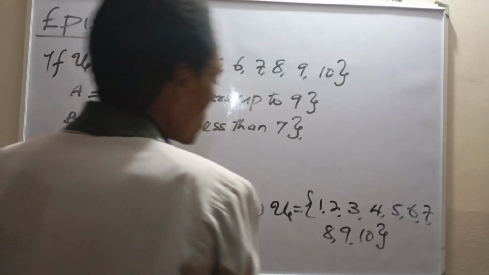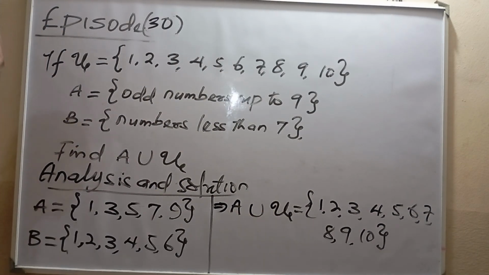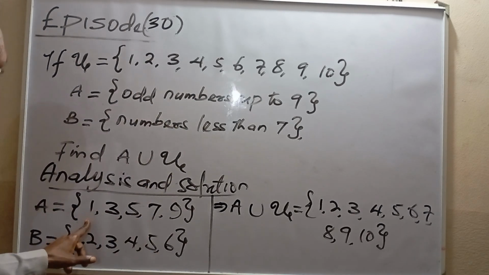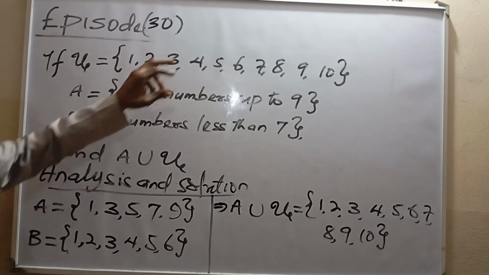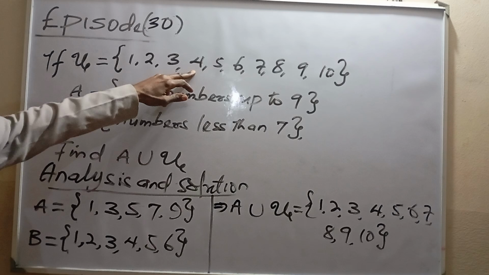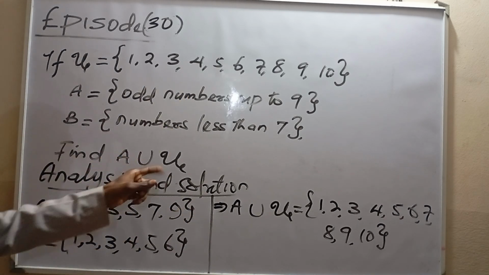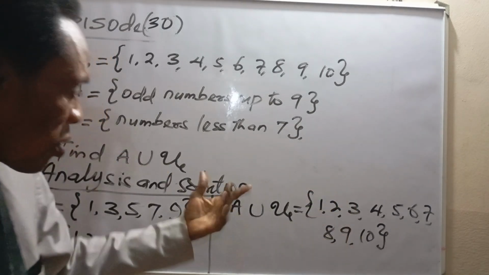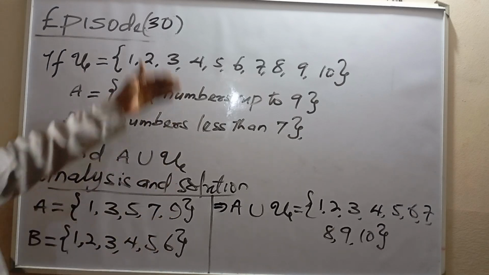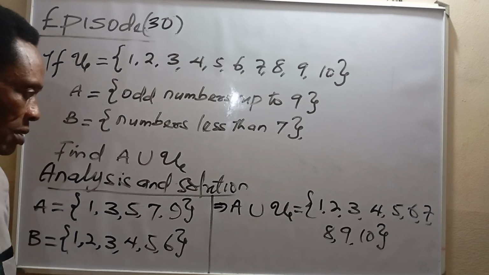So you discover that A union universal comprises all the elements of the universal set, because these are the elements of A, and these are the elements of the universal set, and all the elements of A are inside the universal set. So the answer to this question, since we are asked to find A union universal, is simply to list all the elements of the universal set. That is the answer.